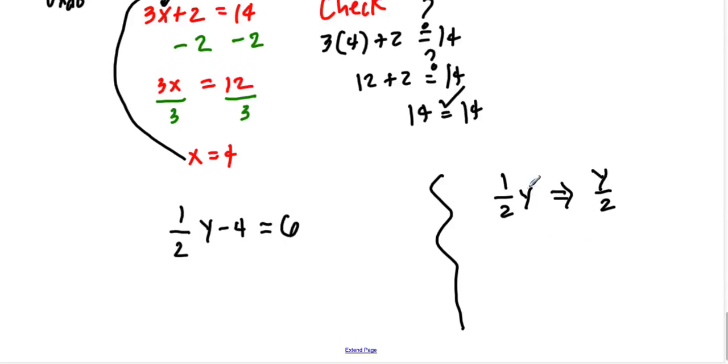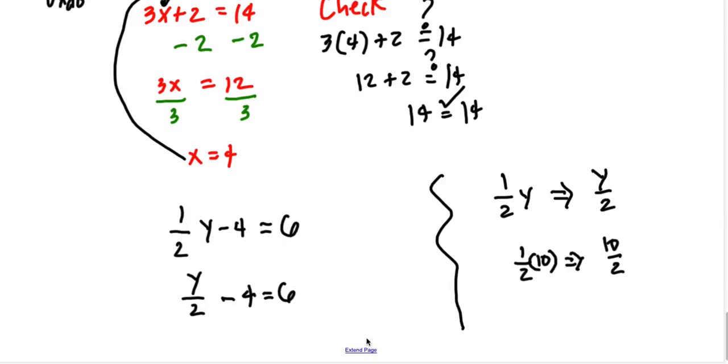Okay? Let me give you an example. What's 1/2 of 10? 1/2 of 10 is the same as 10 divided by 2. 1/2 of 10 is 5. Okay? 10 divided by 2 is 5. So 1/2 y is the same as y over 2. So if we rewrite this, this is y over 2 minus 4 is equal to 6.